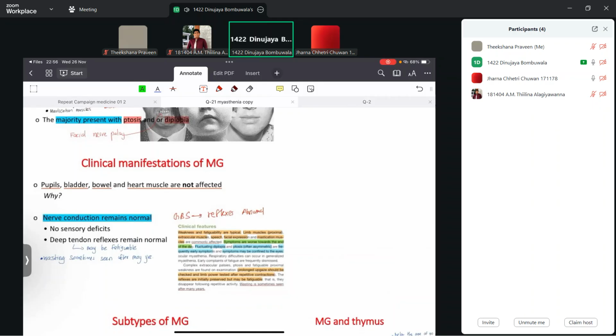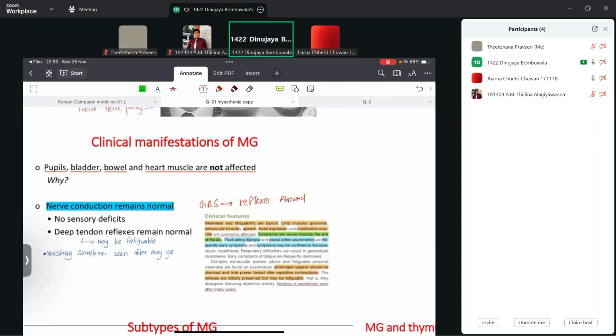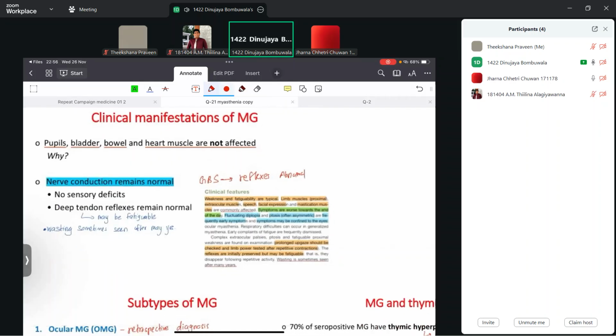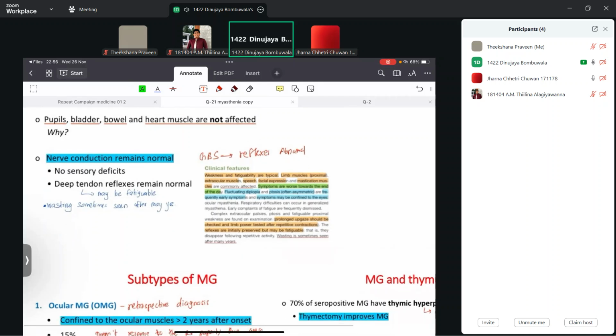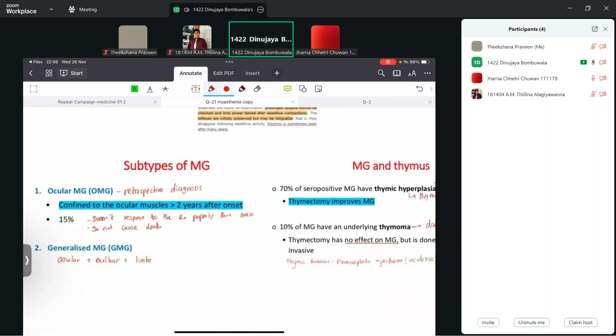Pupils, bladder, bowel, and heart muscles are not affected, because the receptors are different, not the nicotinic receptors. There are no sensory deficits because it is a pure motor type, and tendon reflexes are usually normal, but there can be fatigability as well. The subtypes are ocular myasthenia and generalized myasthenia.